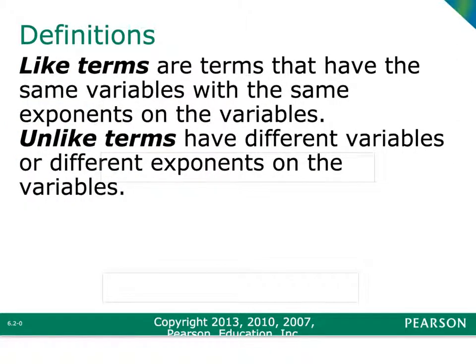Like terms are terms that have the same letter with the same exponent. So something like 4x and negative 6x would be considered like terms. But 4x and negative 6x squared would not be like terms. Unlike terms can either have different variables like 4y and 2x, or they can have different exponents.